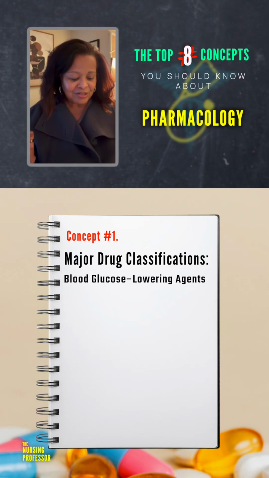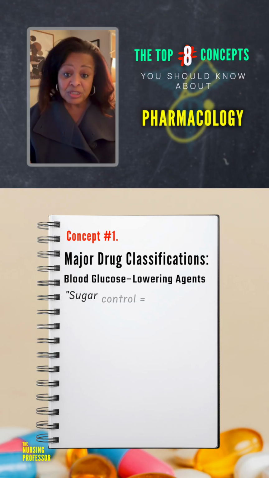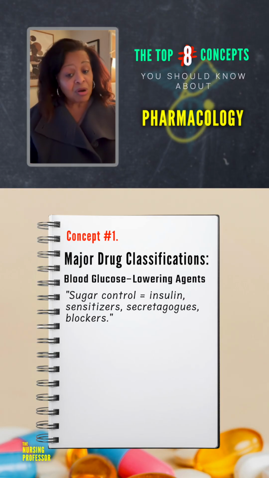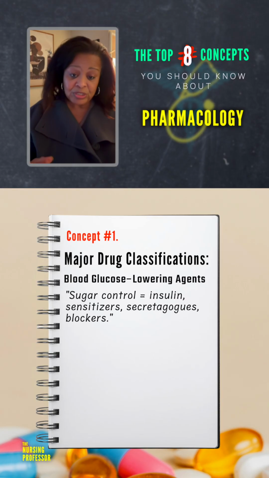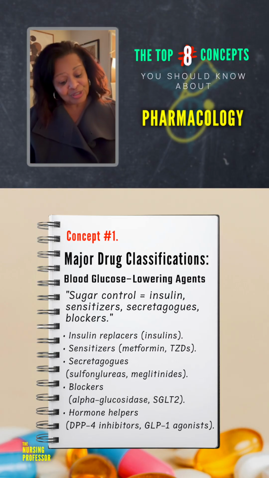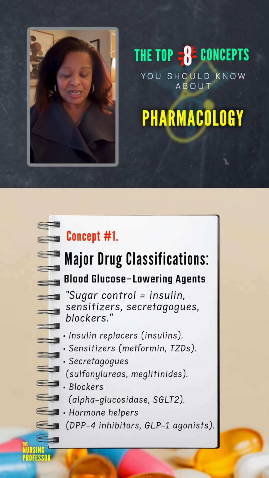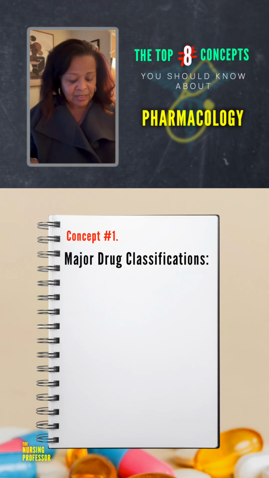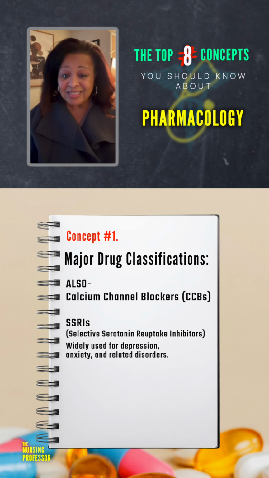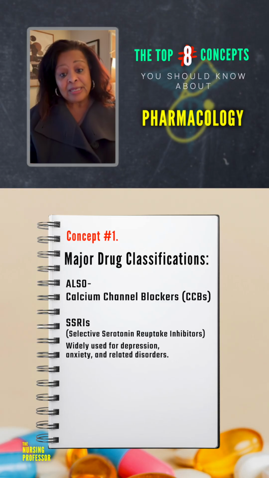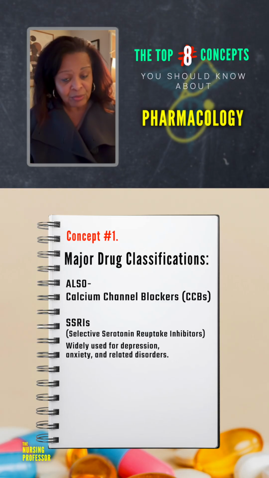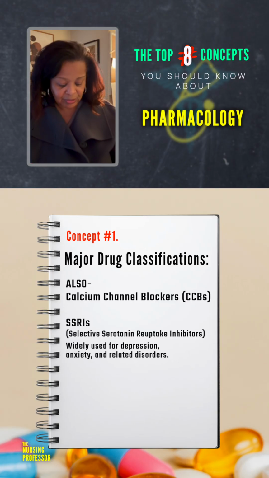All right. Another class could be blood glucose lowering agents. So you want to know all of your insulins, know which ones work fast, which one works slow. Your GLP-1s, you want to know those, your things like glucophage and things like that. Calcium channel blockers, SSRIs. SSRIs is really, really important for you to note as well, because that's going to come back up when we start talking about mental health.